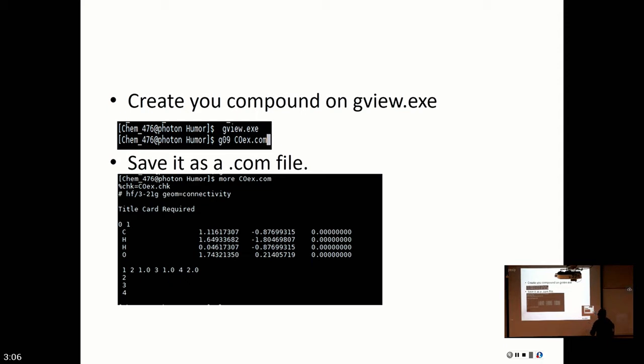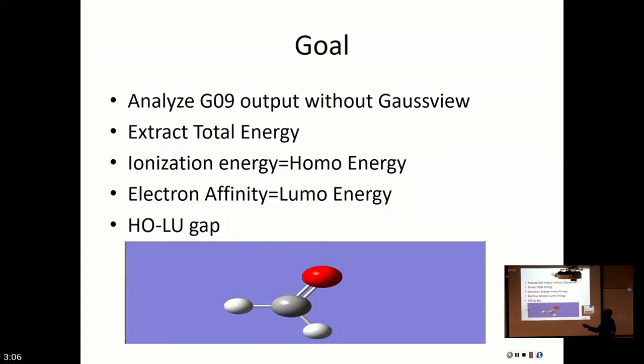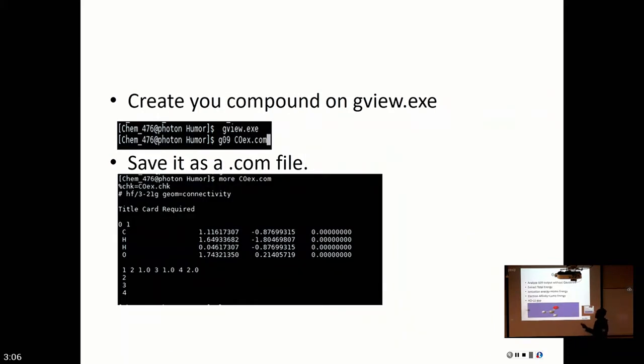Hey, this is a light stuff. So you go to GView, the DXE, right? You make your compound, and then you exit, and then you process your compound. You use the GeoNine function on your compound, and in my situation, I named my compound coex.com. Oh yeah, and also you save it as a .com file from the GView.